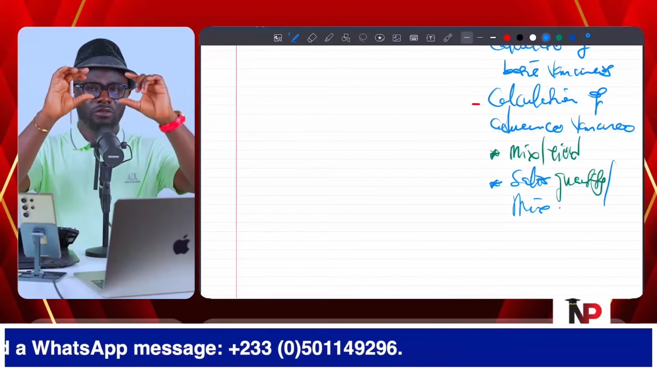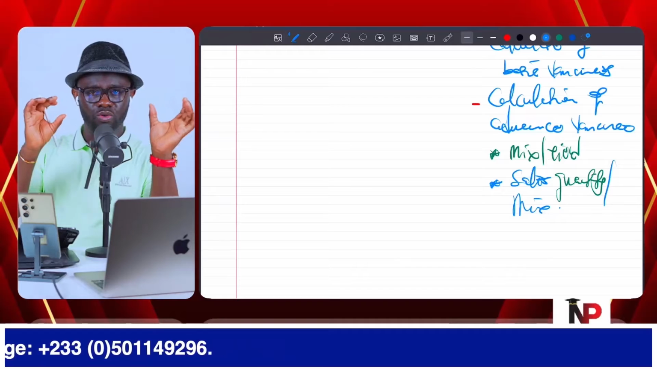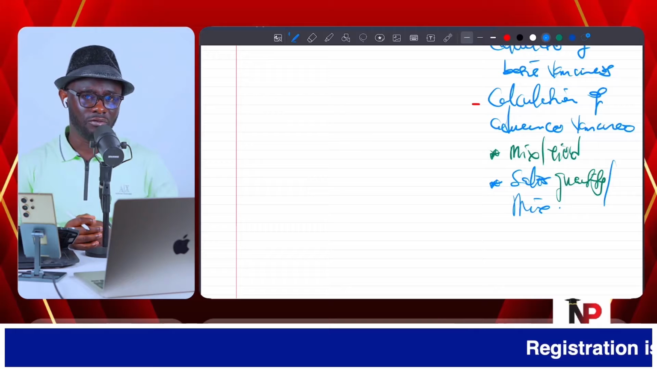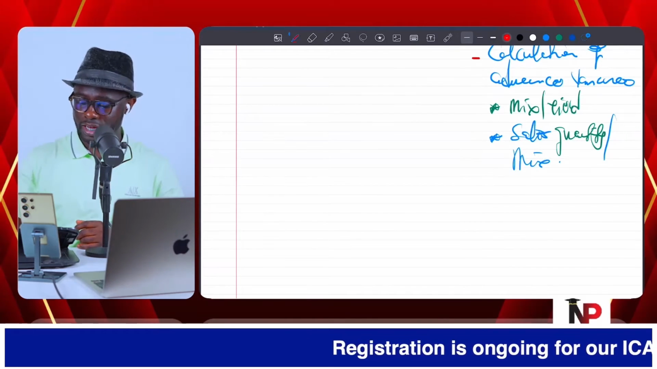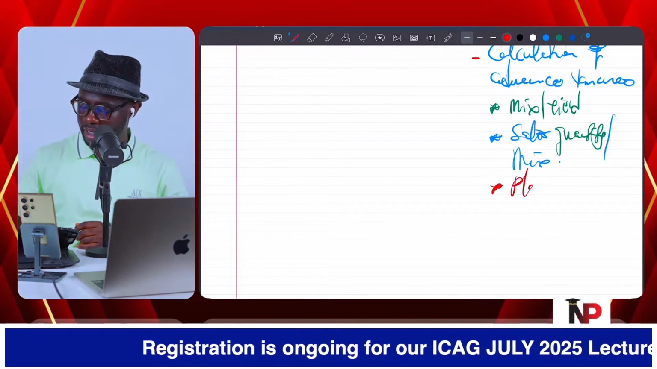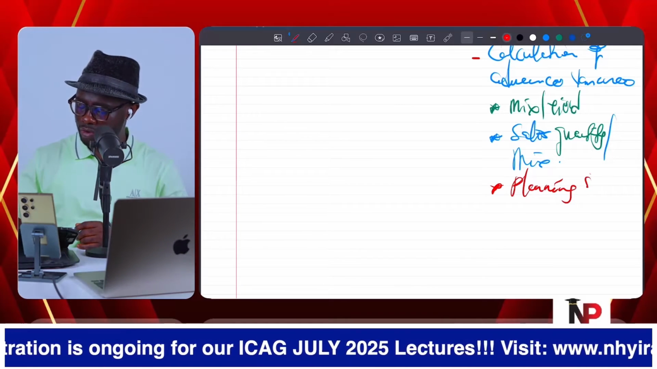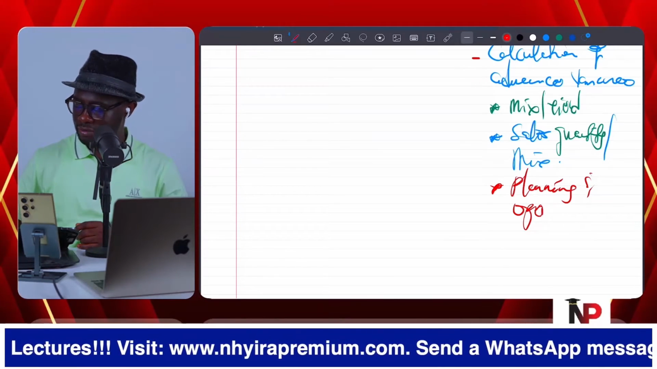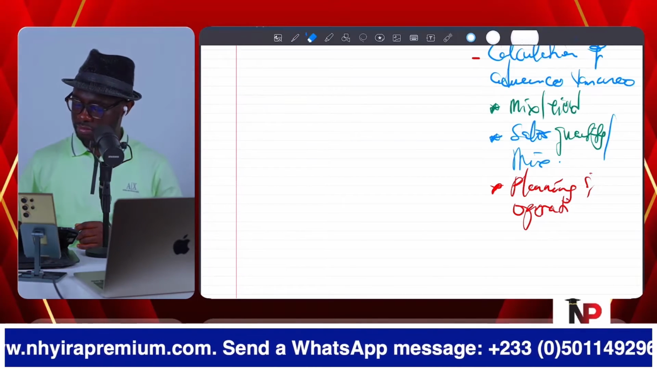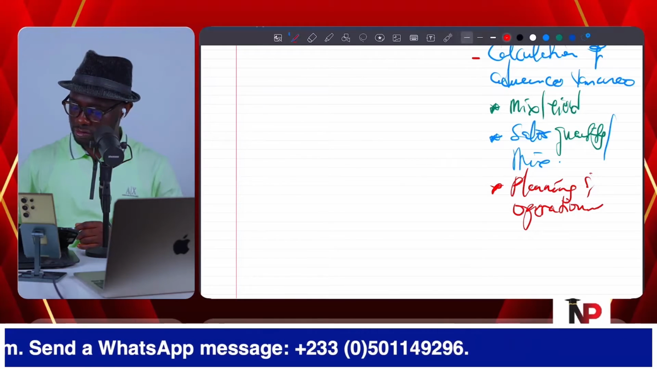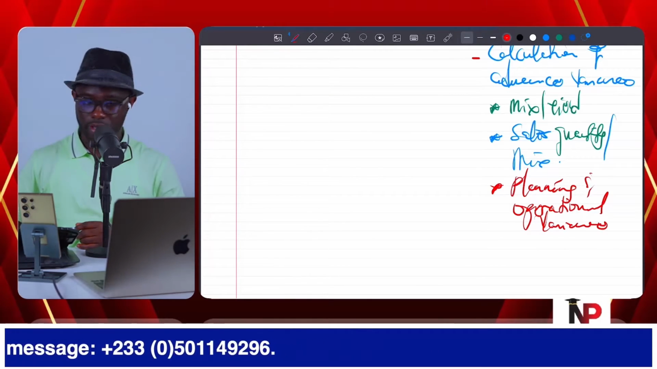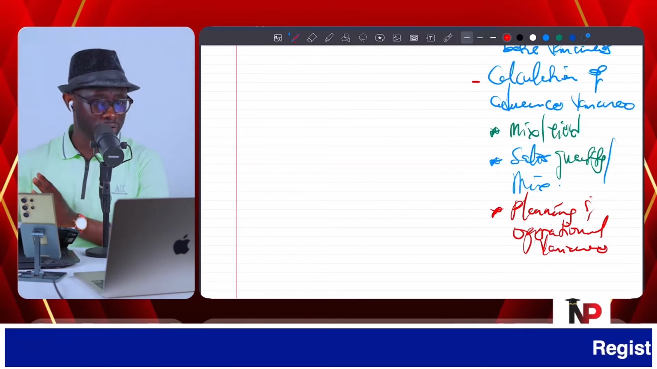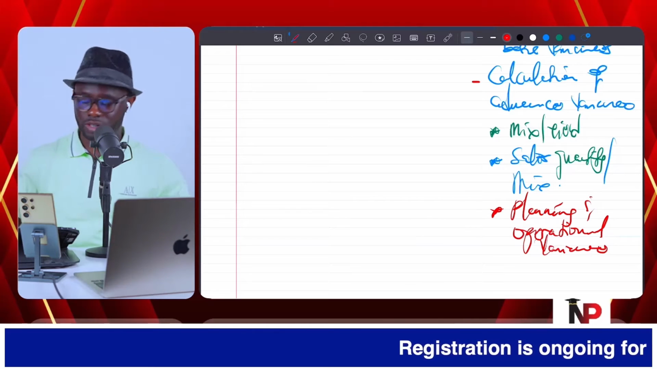The material usage variance, when we separate it into the two, that is where we have the mix and yield variance. And those are the advanced variances that we can understand, and some other complex issues like the planning and operational variances, like material price planning variance, and some other variances. So those are advanced variances. The examiner can ask you questions about them.